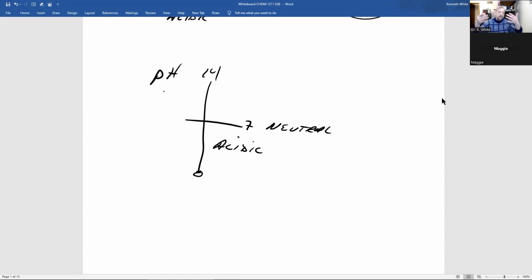But seeing a number below 7, you know it's acidic, it's easier. If you're above 7, that's a basic solution. So pH 0 to 14. At 7, you're at neutral pH. Anything below 7 is acidic. The closer to 0 you are, the more acidic it is. Above 7, it's basic. The closer to 14 you are, the more basic it is.